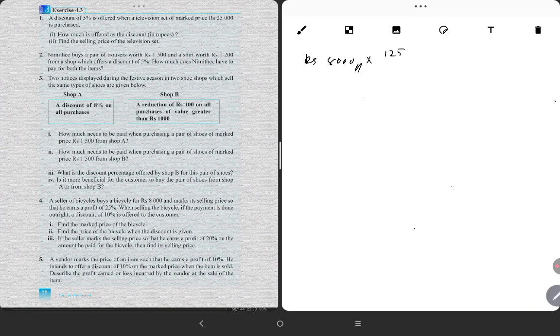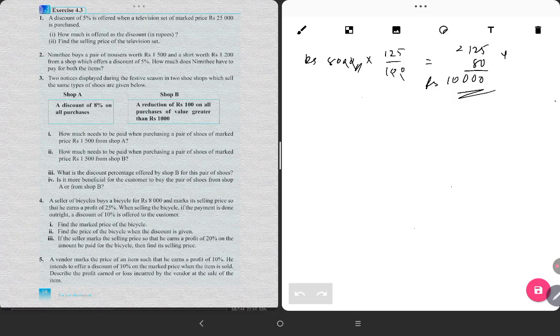You can calculate it this way, right? Just like what we did earlier. So 125 times 80. 8 times 5 is 40, write 0, carry 4; 8 times 2 is 16, plus 4 is 20; 8 times 1 is 8, plus 2 is 10. So he is displaying the bike at 10,000 rupees, because that's what gives the 25% profit.